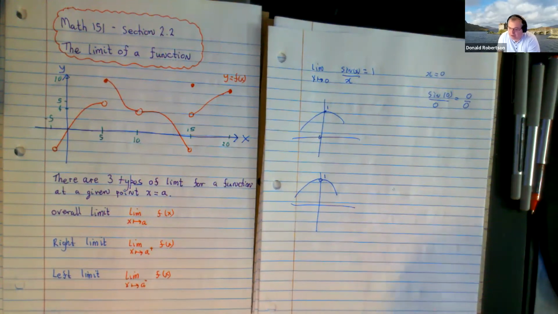Yeah, the overall limit's still 1, right? But shouldn't there be a hole there? Because 0 over 0 is undefined, right? There is no value to 0 divided by 0. But Desmos is kind of clever, and it knew what the limit was, 1. So it just decided to fill in the hole so it looked like a perfectly smooth curve.